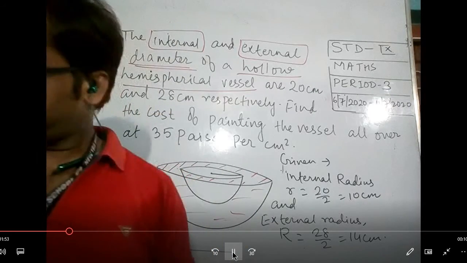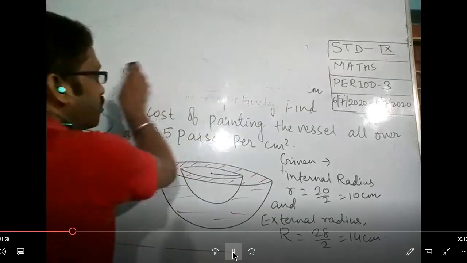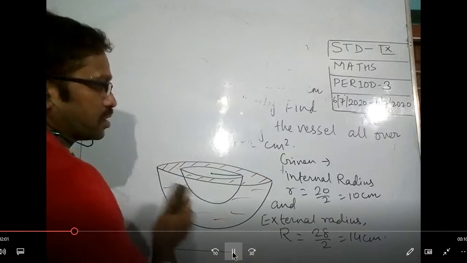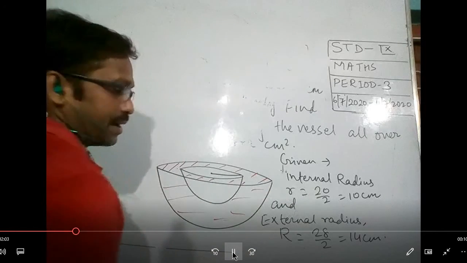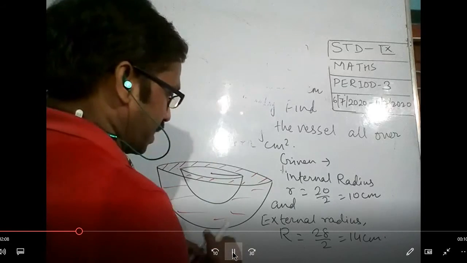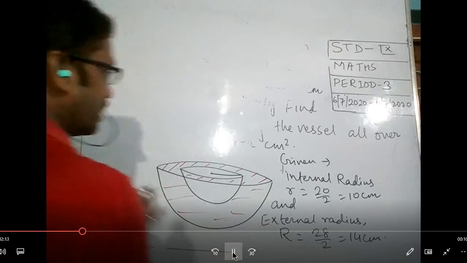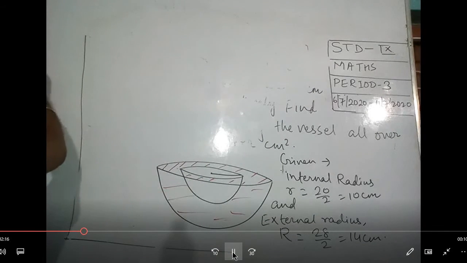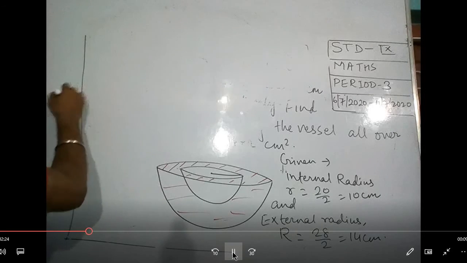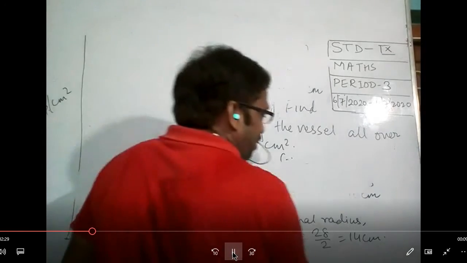So now, see here. The figure I have got to explain. From that you have to understand the question, what they are asking. Information I have written here. Cost of painting was also given. Let me write all information in one column so that I can format by solving. So, internal radius is equal to 14, external radius is equal to 14, and the cost is 35 per centimeter square. Okay, we start our question.